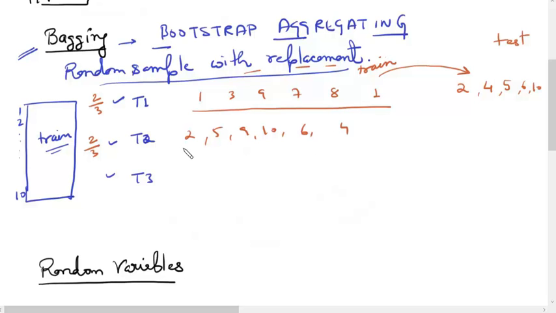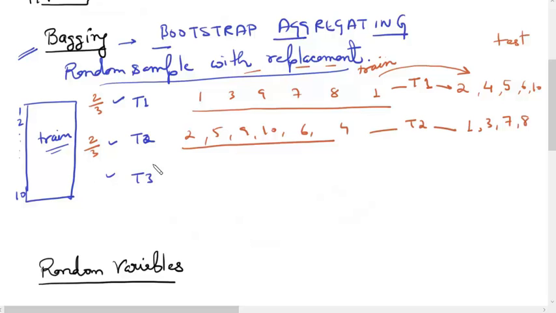So here this is my tree 1. It is built on this data and it predicts on the remaining data. Similarly, I have tree 2 now. It is built on these rows and it will predict on the remaining rows. So what do I have remaining here? I have 1, 3, 7, 8. I have these rows.